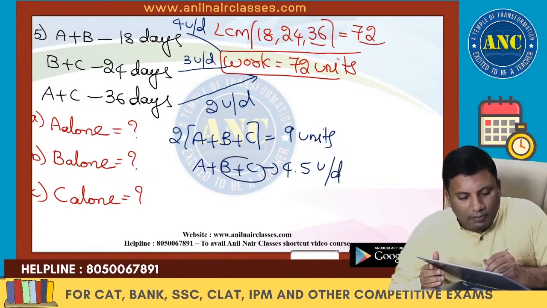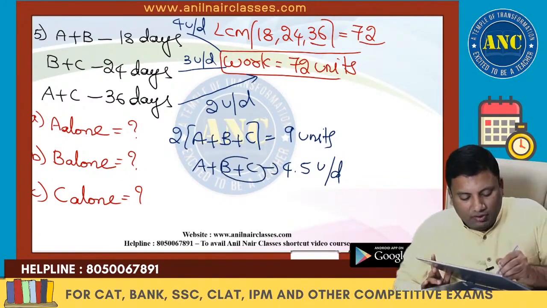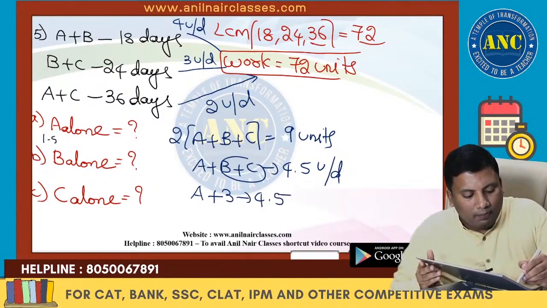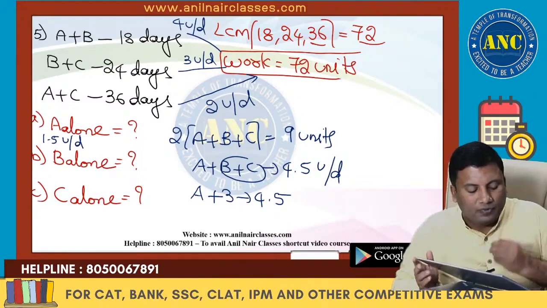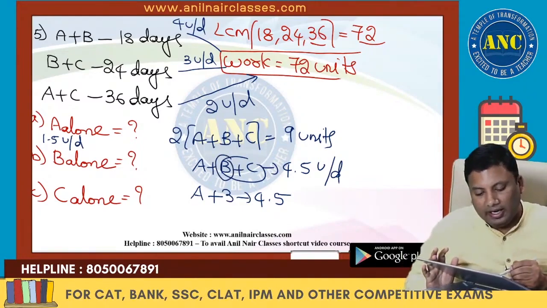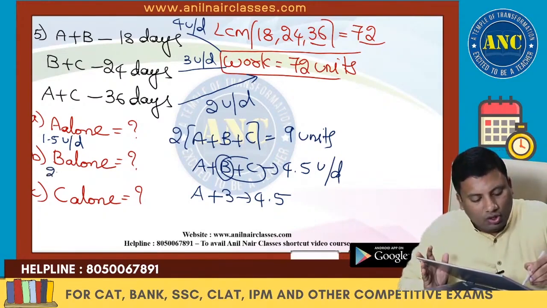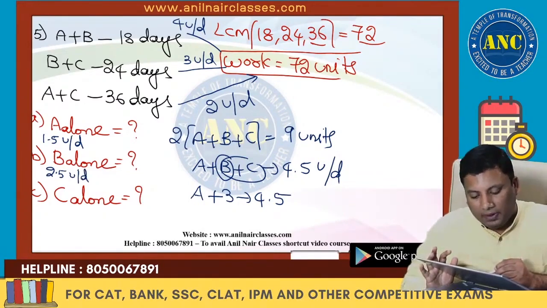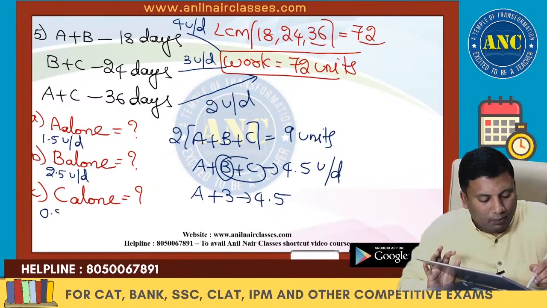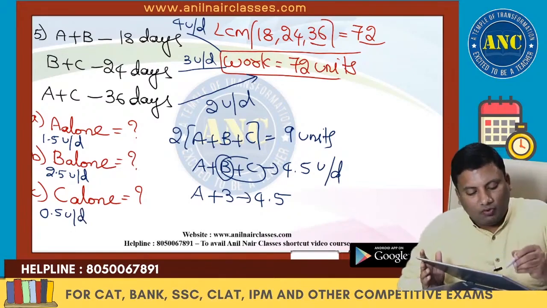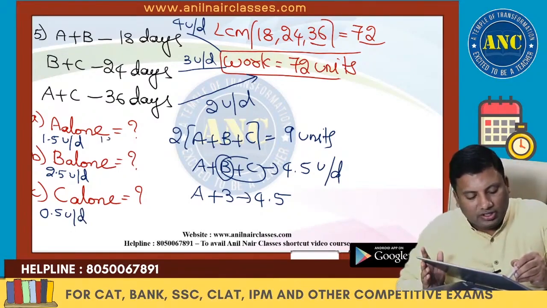A alone: B plus C in 1 day is 3 units. So A plus 3 is 4.5, A will do 1.5 units per day. B alone: A plus C in 1 day is 2 units, so B will do 2.5 units per day. C alone: A plus B is 4, so C will be 0.5 units per day. So 1 day, 3 by 2 units.